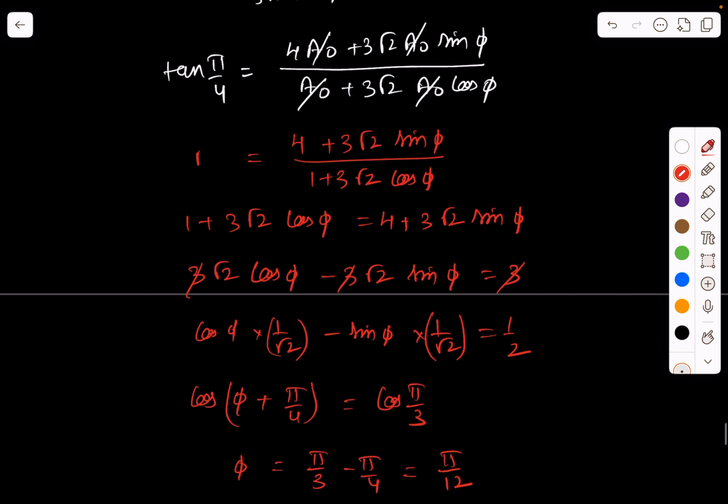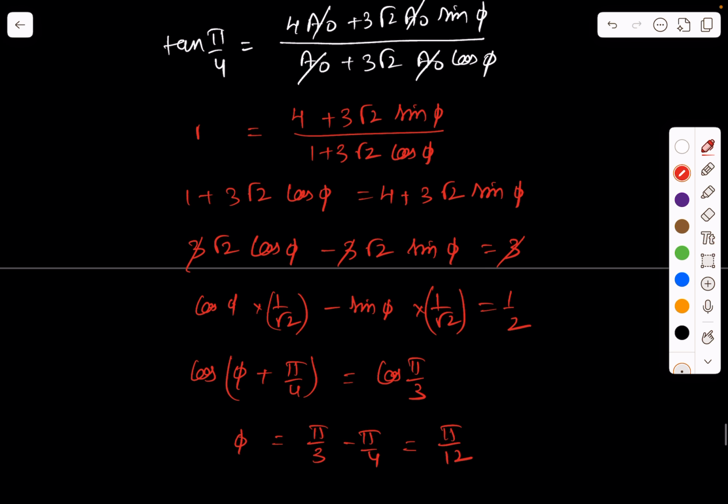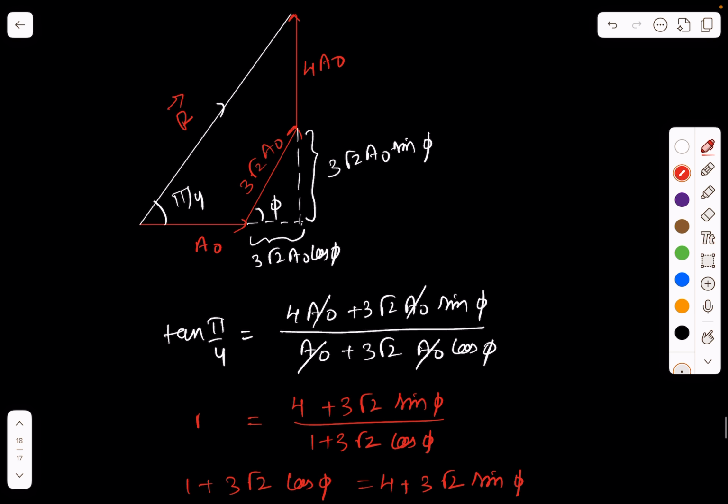So this is a nice problem of waves, which becomes very easy if we treat the waves as simple vectors. I hope you get it.